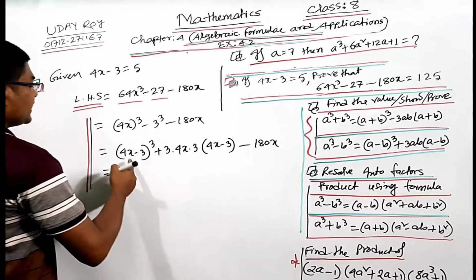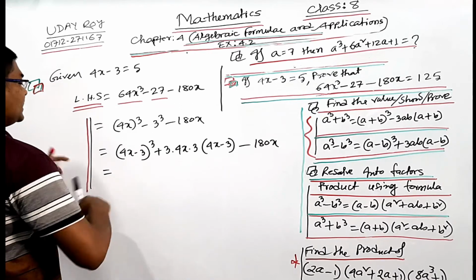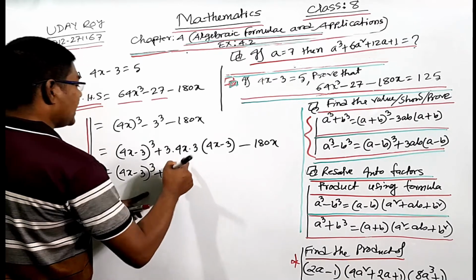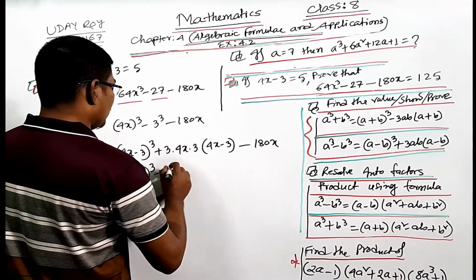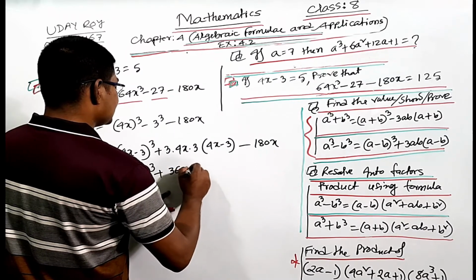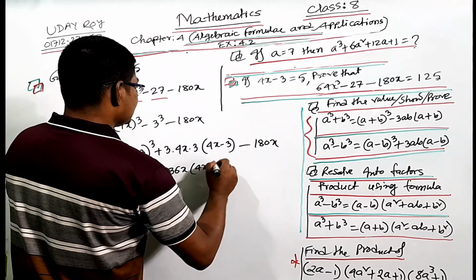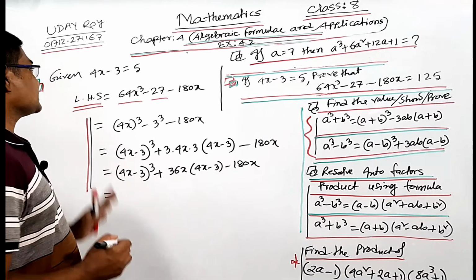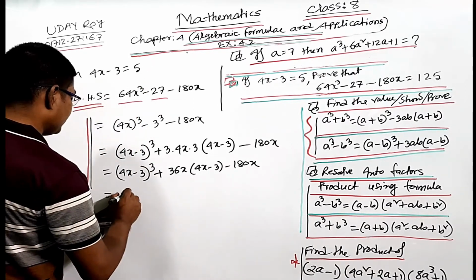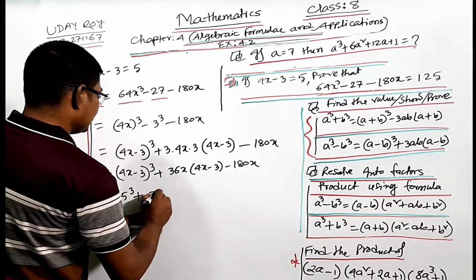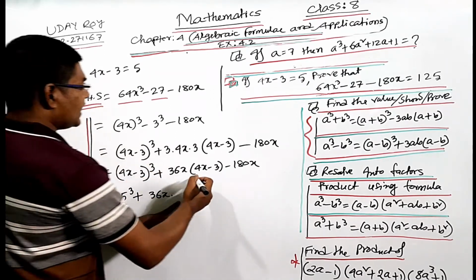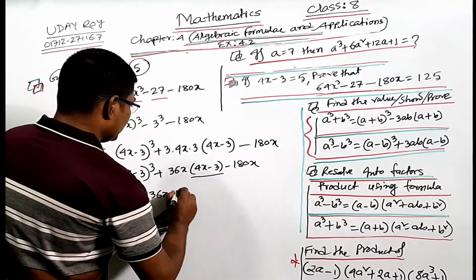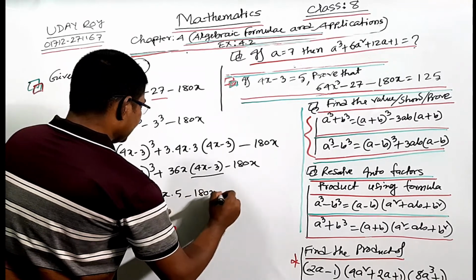Let's come back. Here is 4x minus 3 equal to what? 4x minus 3 whole cube plus 3 is a 9, 9 into 4, 36. 4x minus 3 minus 180x. 4x minus 3, here is 5. So 5 cube plus 36x, and 4x minus 3, 4x minus 3 equal to 5 minus 180x.